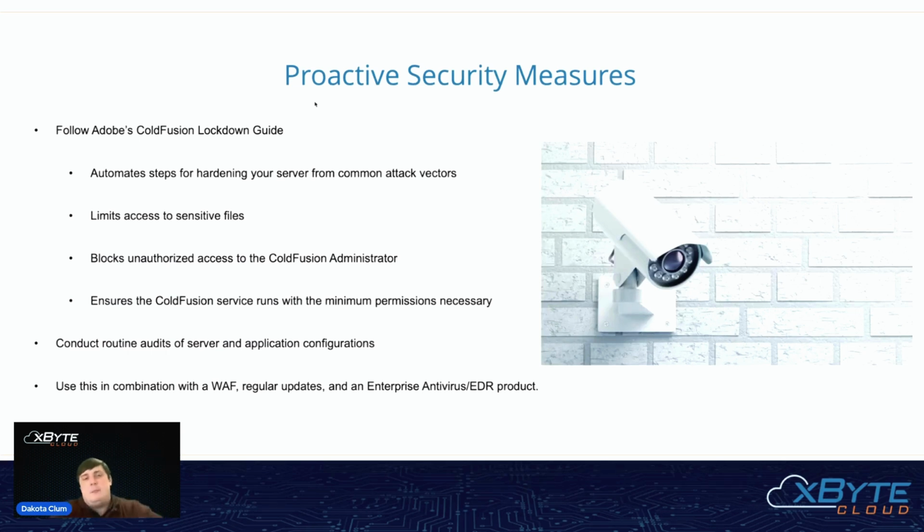Some proactive security measures that you can take today for your application: as you're deploying ColdFusion server environments, you should look at Adobe's ColdFusion lockdown guide. That is an automated tool that will interact with your server to apply best practices, best server hardening practices for your ColdFusion installation. It limits access to sensitive files. It blocks unauthorized access, like we talked about earlier, to the CF administrator. And it ensures that your ColdFusion service runs as a user with the minimum amount of permissions necessary to process ColdFusion.